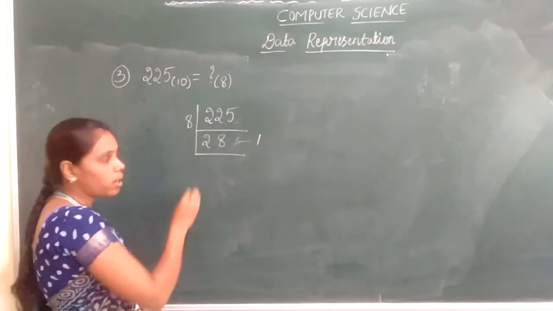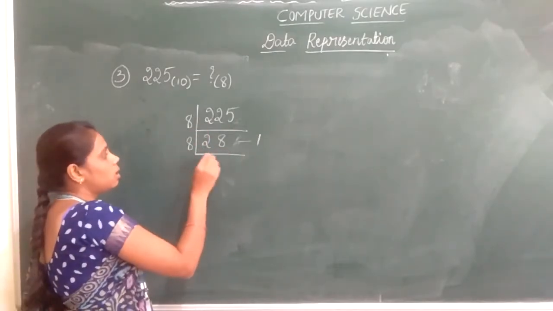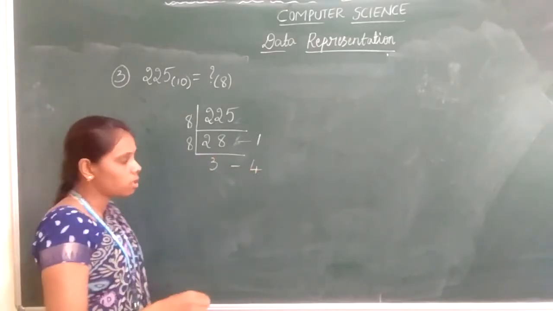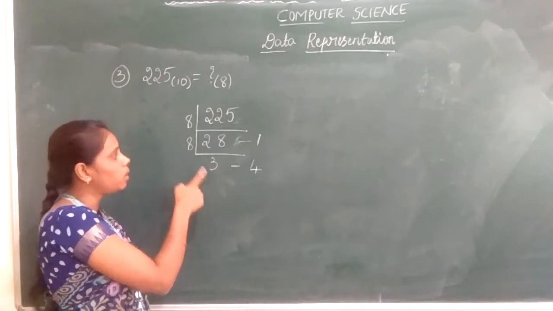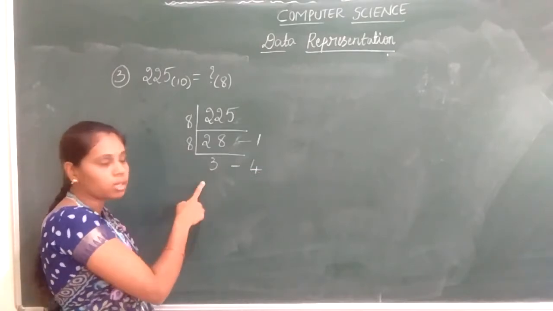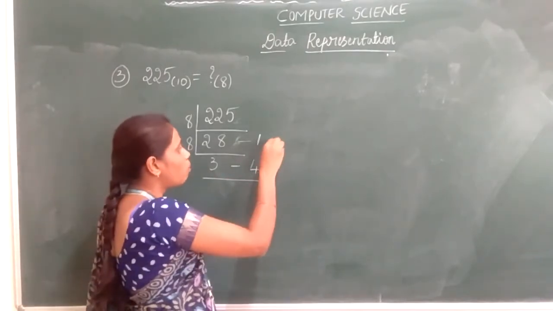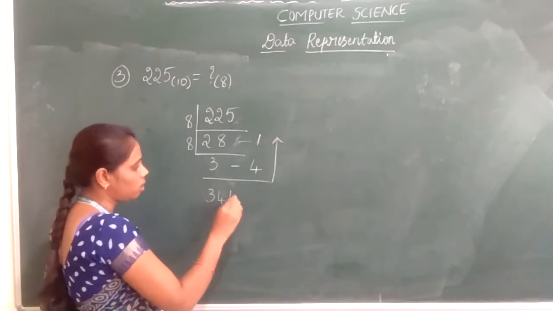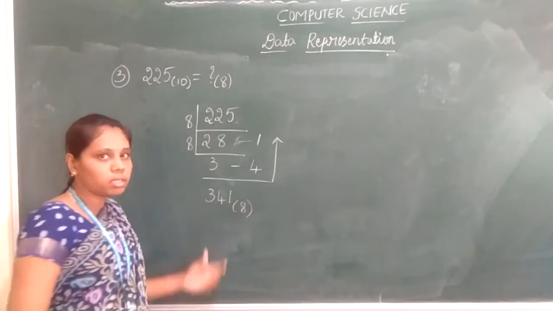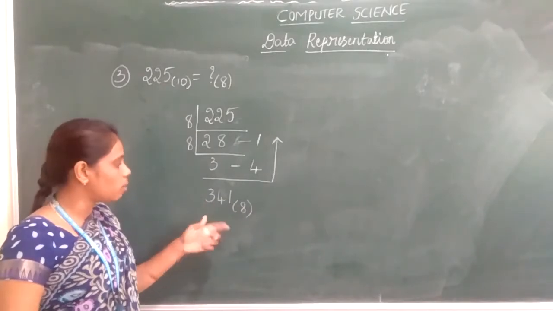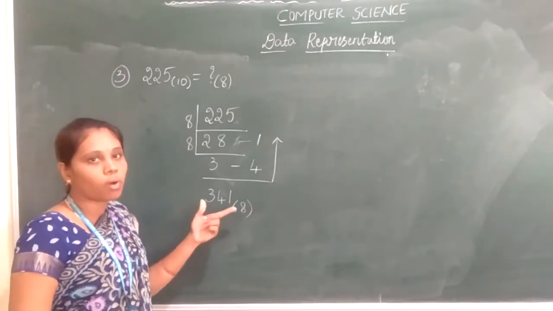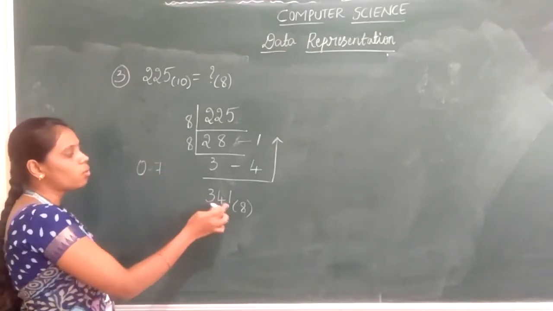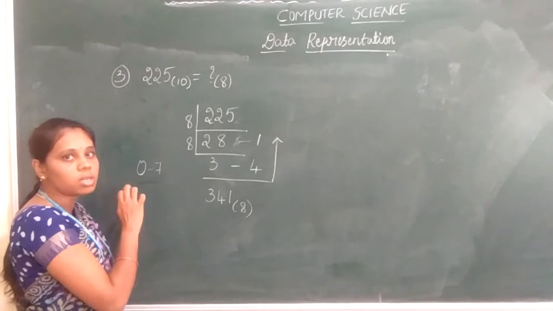Again divide this 28 by 8. 8 3s are 24. The remainder is 4. See, now 3 cannot be divided by 8. Stop here and write down the values from bottom to top. That is 3, 4, 1, base 8. Why is this base 8? Because this is an octal number. See, 3, 4, 1 is in the range of octal numbers. The range of octal numbers is 0 to 7. 3, 4, 1 is in the range of 0 to 7.